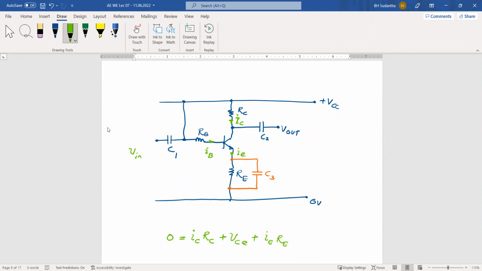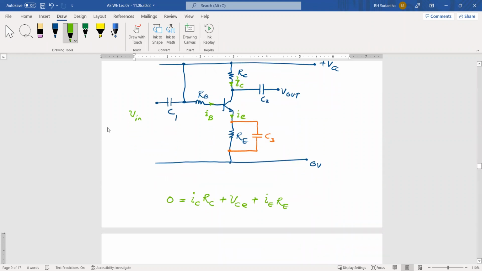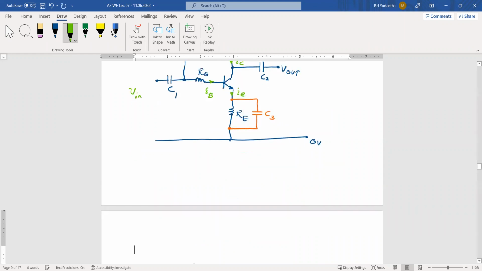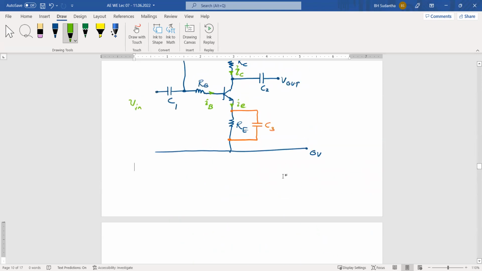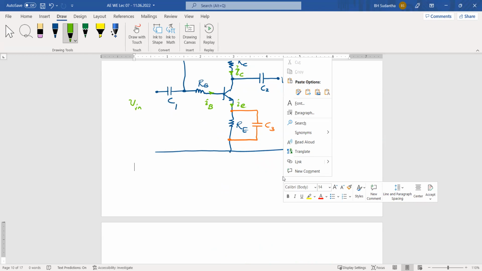But here, when we rearrange our equation, you remember we had the same type of equation, then IC equals minus 1 over RC plus RE times VCE. Then slope was minus 1 over RC plus RE. We showed that the same slope we have for this DC line also. But when we have this capacitor here, this AC component can go through C3 without having any effect.